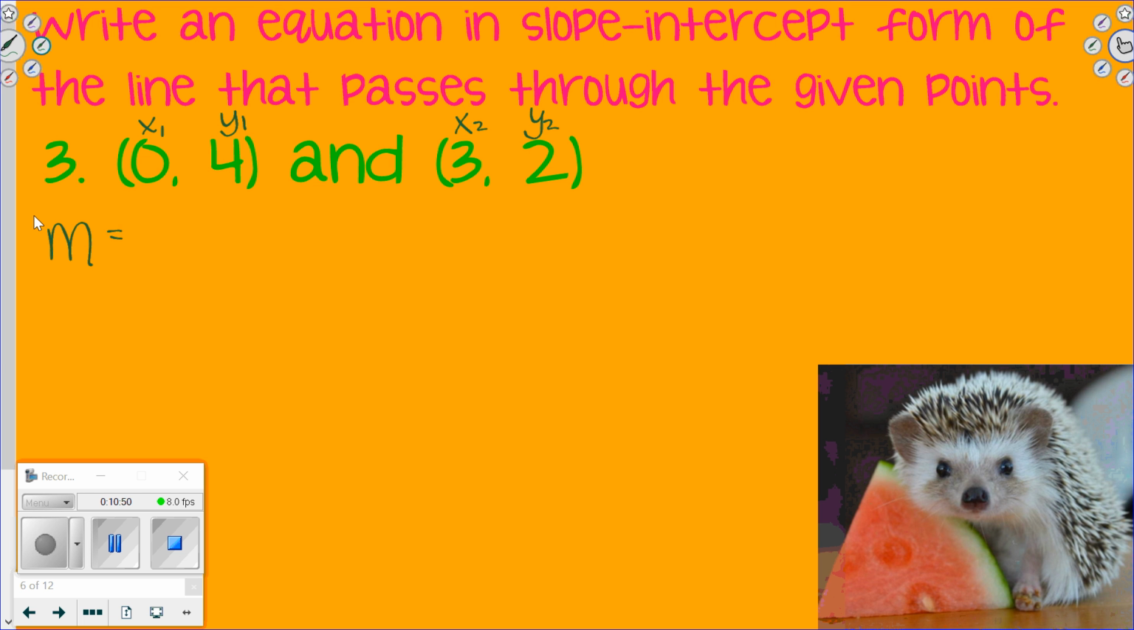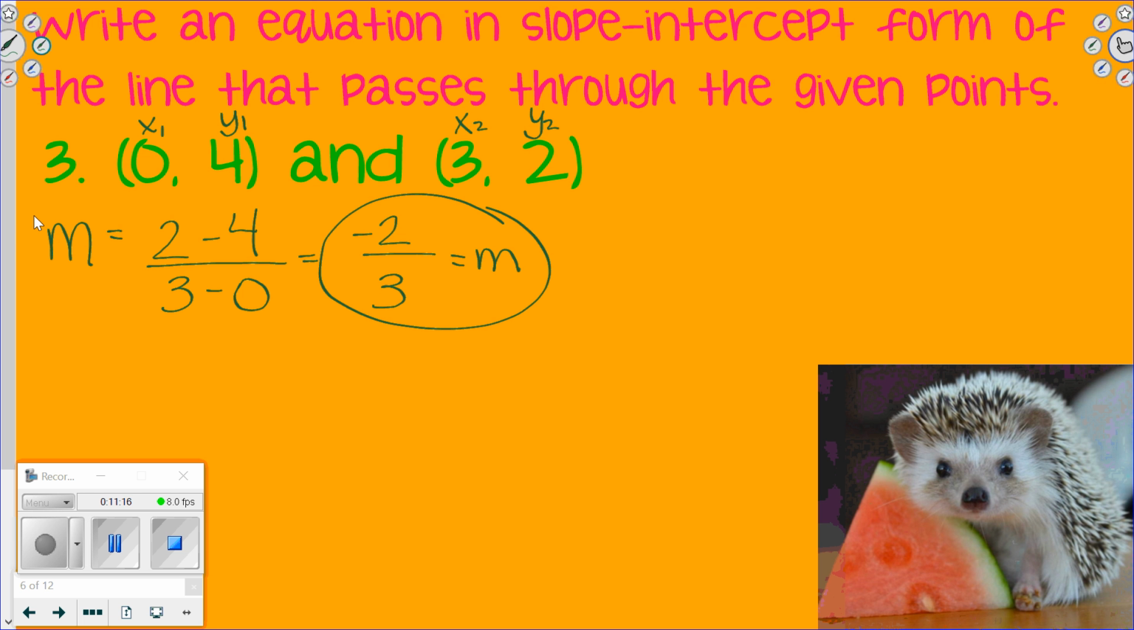All right, so 2 points. Guys, the only thing you can do with 2 points is we can find the slope. So we start there. So y2 minus y1 over x2 minus x1. So on the top, 2 minus 4, negative 2, 3 minus 0. So my slope is negative 2/3. Totally fine, totally normal for slope to be a fraction.